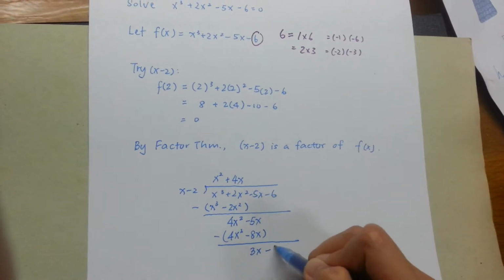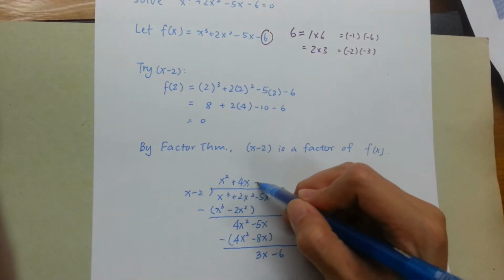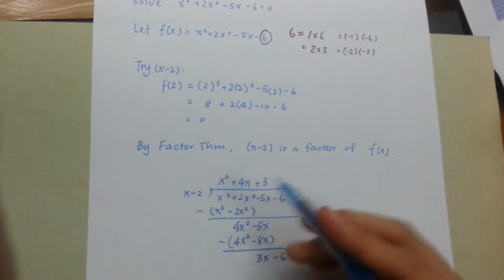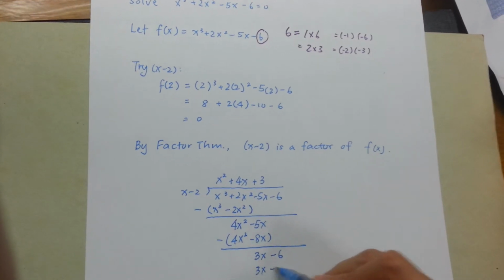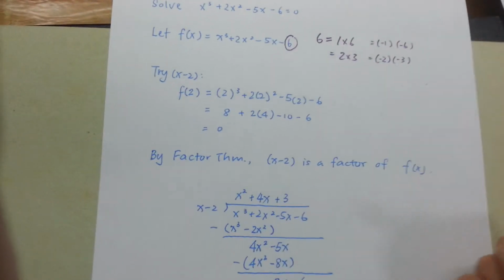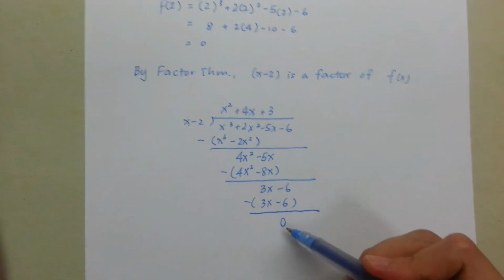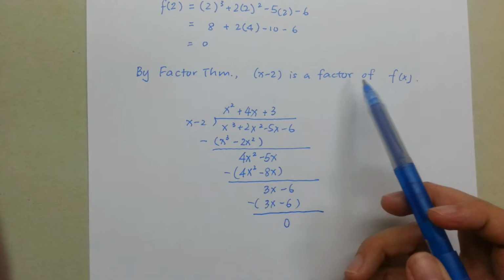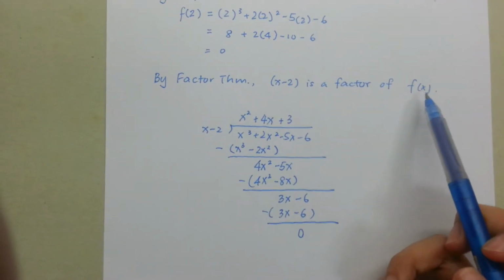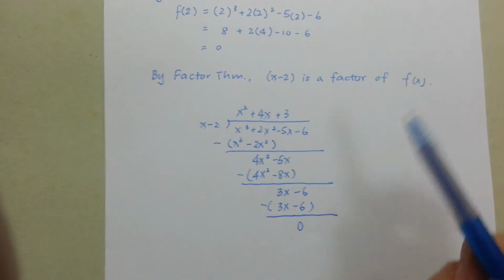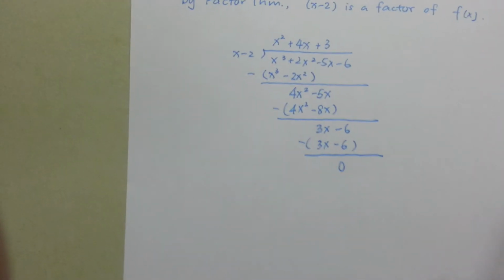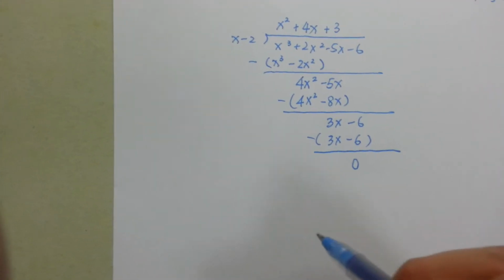I bring down the minus 6 again, and now I need a 3. So 3 times x minus 2 is 3x minus 6. I subtract that, I will get 0. Now you must get 0 because this is already proven to be a factor. Anything that's a factor of fx will divide fx exactly and leave no remainder. Okay? Now we have this long division. It's very good. We can proceed.